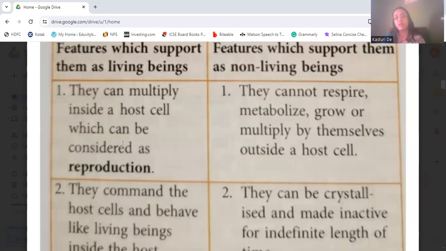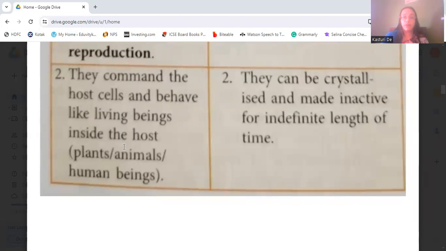If they are outside the host cell, their metabolism, growth and multiplication are not done. They cannot even respire outside the host cell. Again, a living feature is that they command the host cell and behave like living beings when they are inside the host, whether it may be plant, animal or human being. Another non-living feature is that they can be crystallized and made inactive for an unlimited length of time, kept in crystalline form.